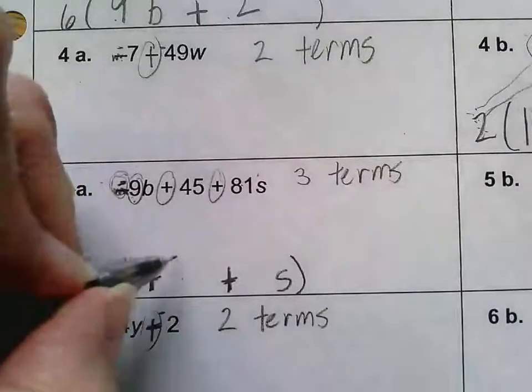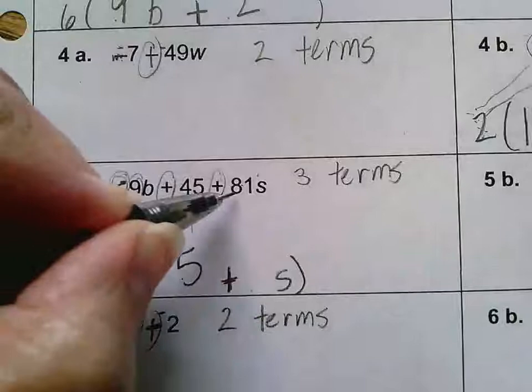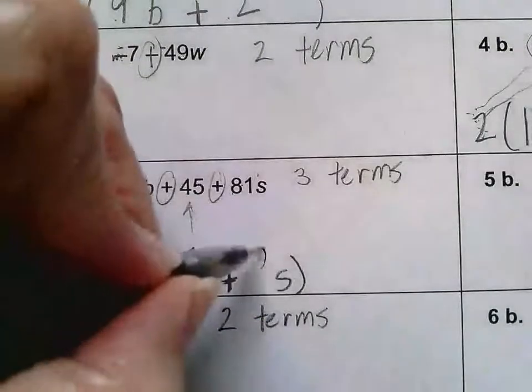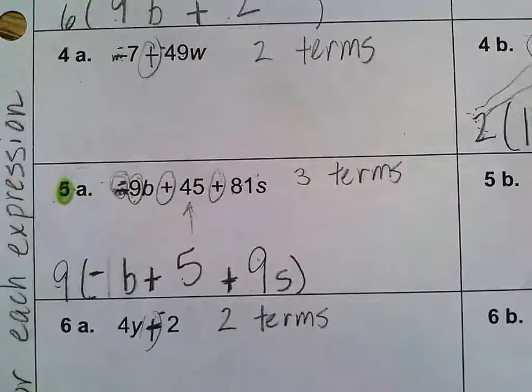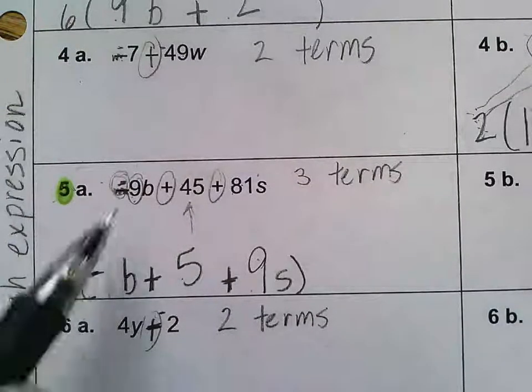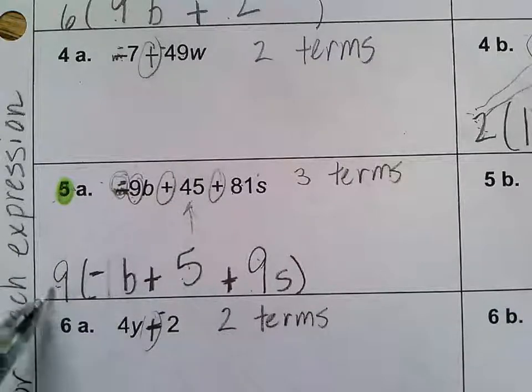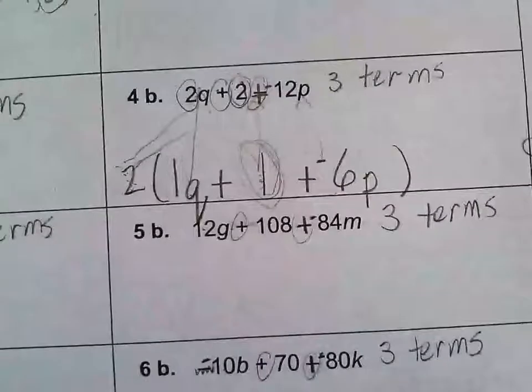9 times 5 gives me 45. And 9 times what gives me 81? Well, that'd be 9. So when I go back and check, 9 times negative b gives me negative 9b. 9 times 5 gives me 45. 9 times 9s gives me 81s. Next one.